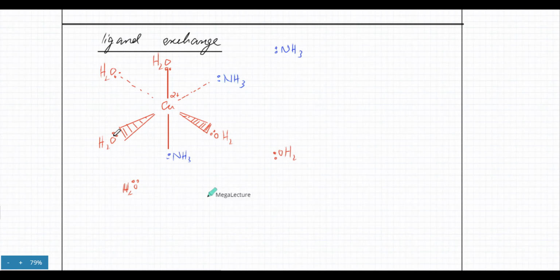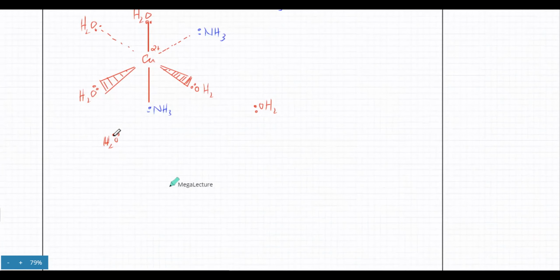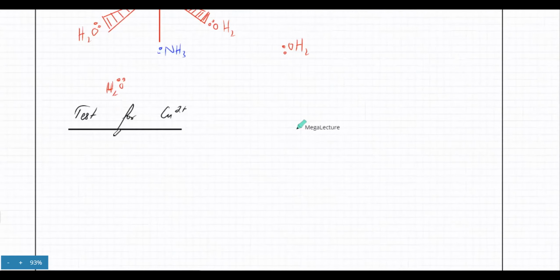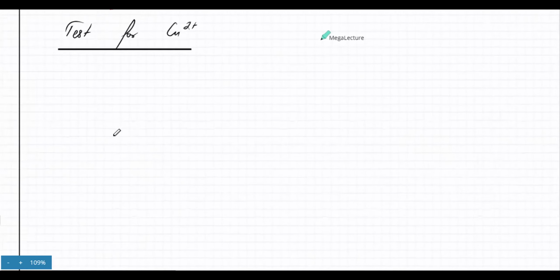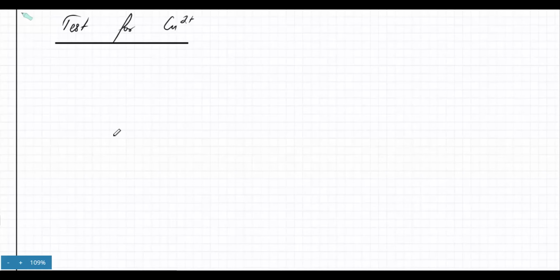Now we're going to talk about ligand exchange, and we're going to talk about some very specific reactions of ligand exchange. There were some tests for copper that were done in AS practical for identification of copper 2 plus ions. So there were two tests, and we're going to explain what happens in those tests using the concept of ligand exchange. One of the tests was that you add NaOH. For example, you have copper sulfate aqueous, and you add NaOH to copper sulfate aqueous.